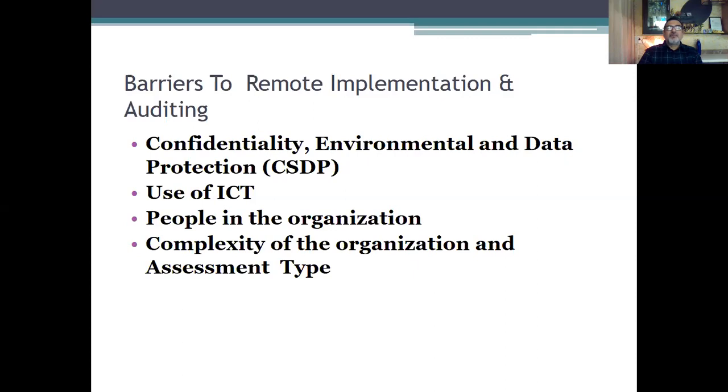And finally, complexity of the organization. In case of complex organizations, processes, or products and services, a careful analysis of the feasibility of remote implementation and auditing needs to be fully evaluated, and the organization's conformity to all the requirements of the standard should be checked.